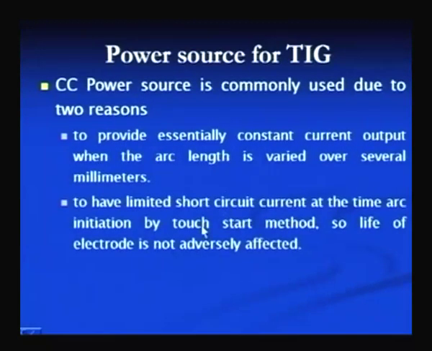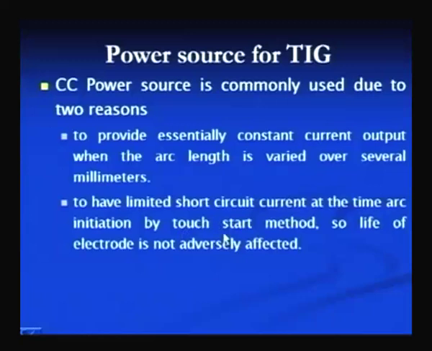Another reason is that during welding, short circuiting between the electrode and workpiece can take place during starting or during the operation itself. When short circuiting takes place, constant current power sources supply a very limited short circuit current, and that helps to protect the power source and cables from damage, because constant voltage power sources under short circuit conditions supply a theoretically infinite value of current that can damage the power source and the welding cable. So, the ability to supply short circuit current in a limited manner improves the life of the electrode.